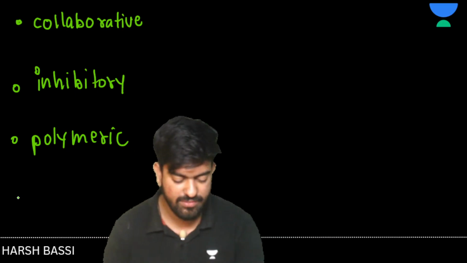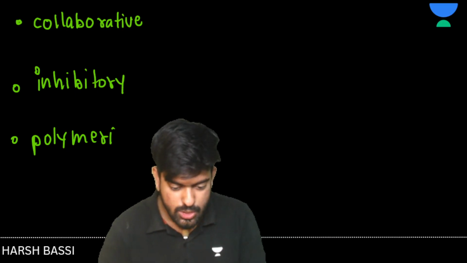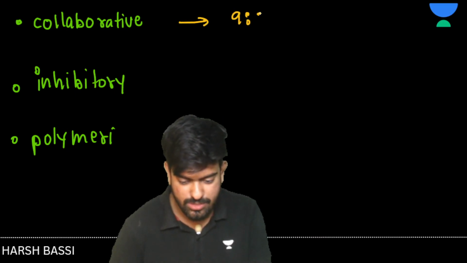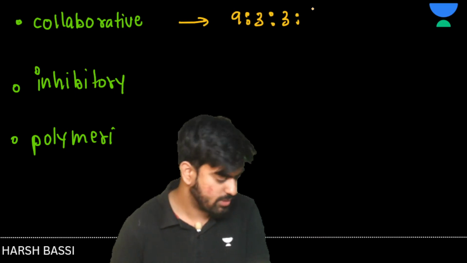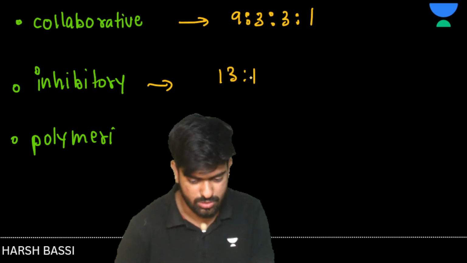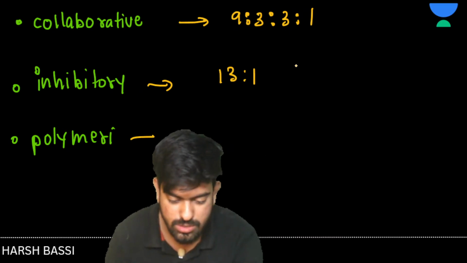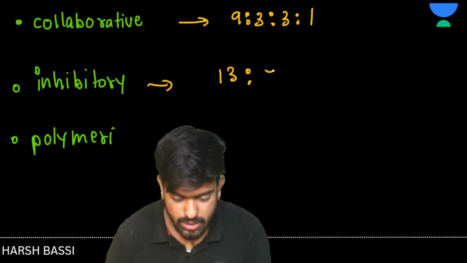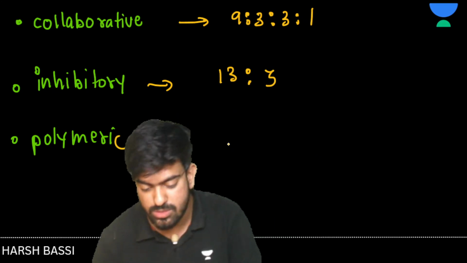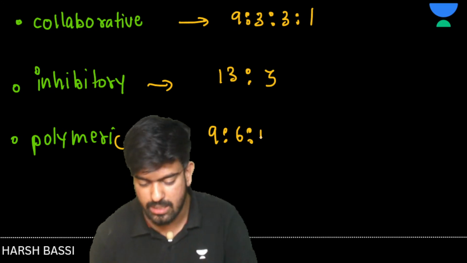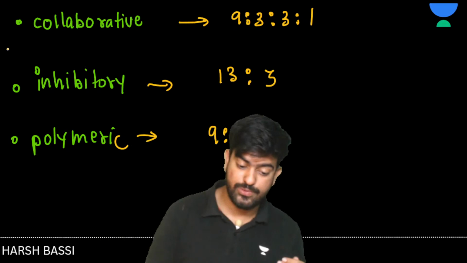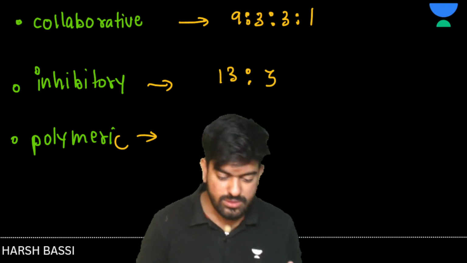So let's talk about this. What you remember is the ratio. In collaborative, the ratio will be 9:3:1. In inhibitory we will have 13:3 ratio. Just remember the ratio. And in polymeric, we are going to have 9:6:1. I don't remember this one myself, but I'll suggest that you remember this. If a question comes, then you can solve it.